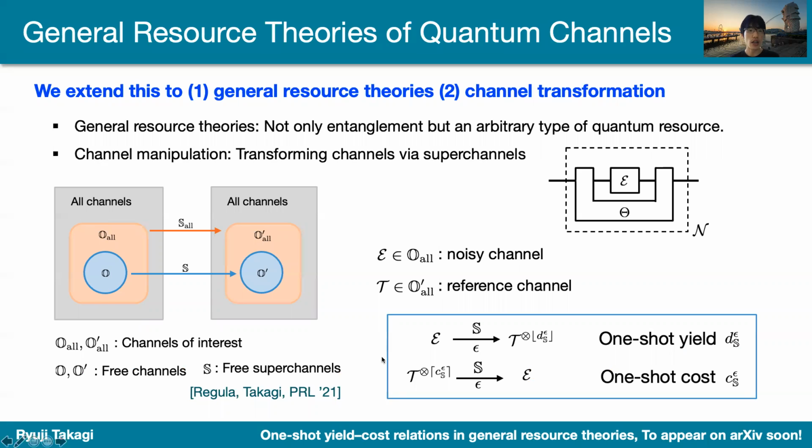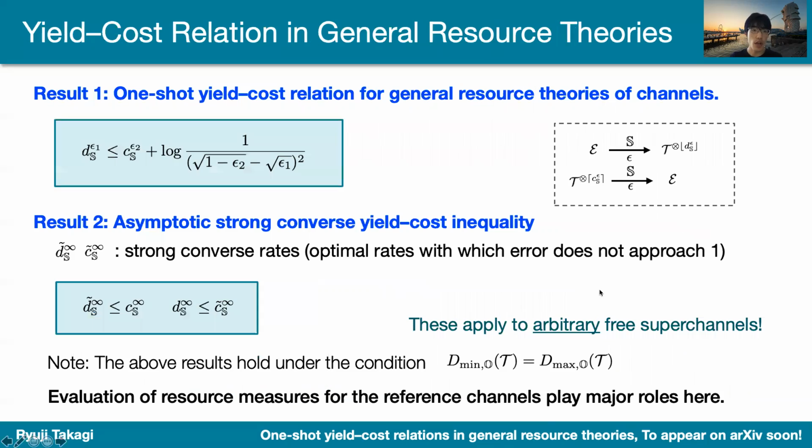We do that at quite a high level of generality using the framework introduced here, which also takes into account some specific structures that theories might have, for instance, Bell nonlocality or measurement incompatibilities. Then we can define the one-shot resource yield and one-shot resource cost for some given noisy channel E and some given reference target channel T. So we can now state the general one-shot yield-cost relation that's applicable to general resource theories of quantum channels in this way. But one might also be interested in how our one-shot relation could be connected to the asymptotic limit in a smooth way.